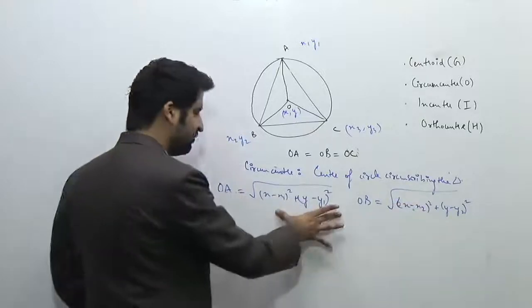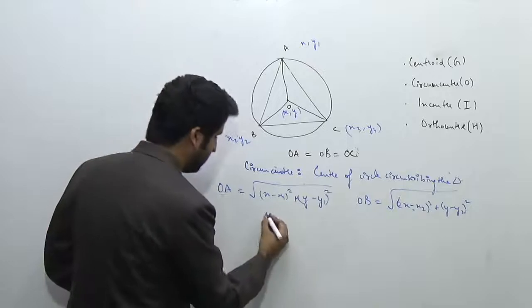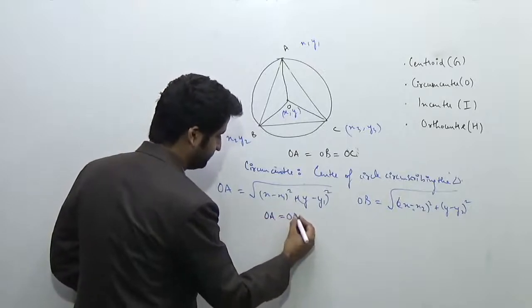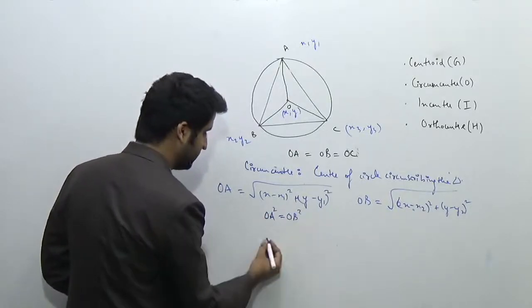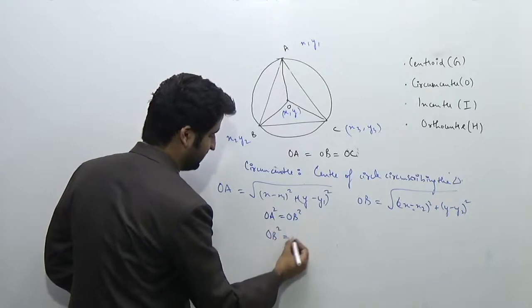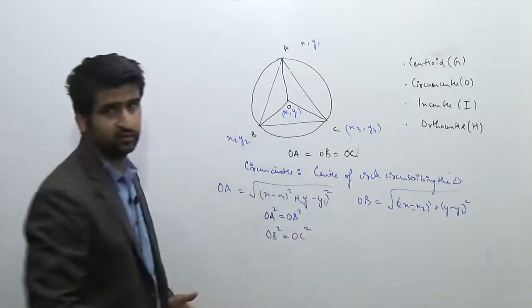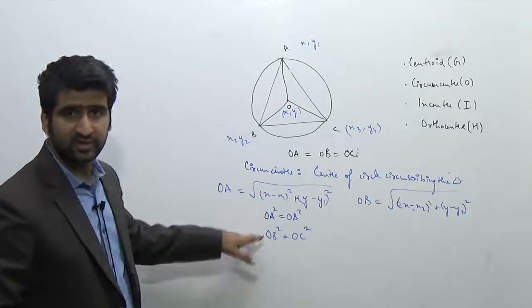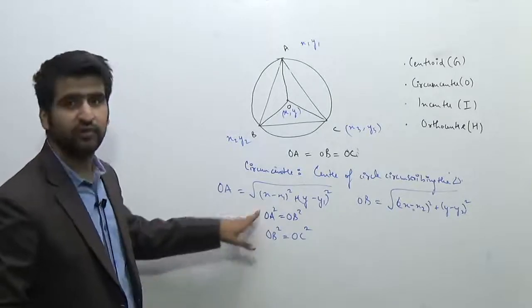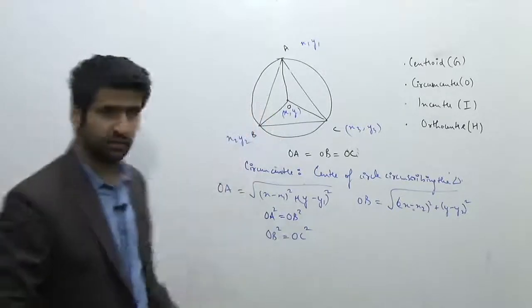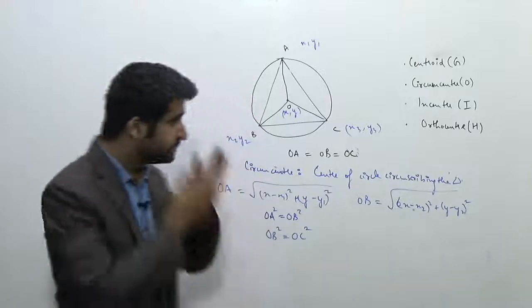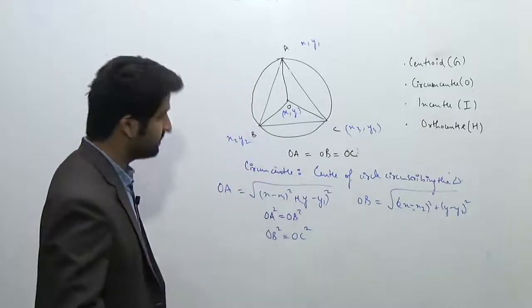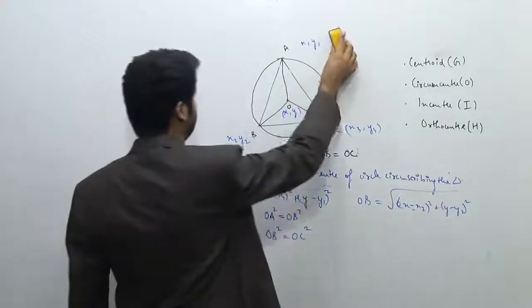Similarly, we get one equation from OA is equal to OB. Next will be from OB square is equal to OC square. Similarly, we get two equations in x and y, which when solved will give us the circumcenter. So let's see the next center, which is the incenter.